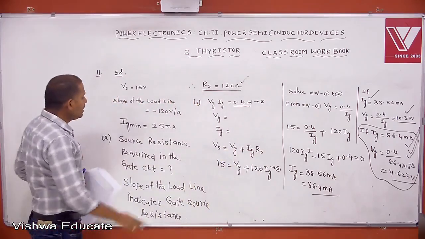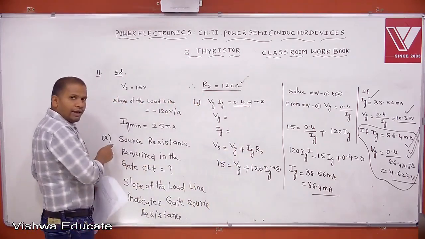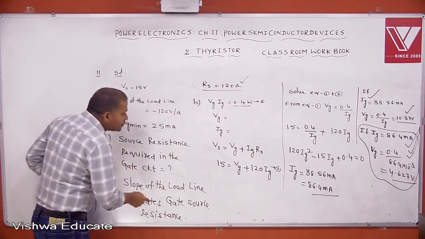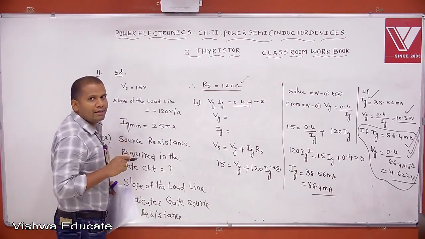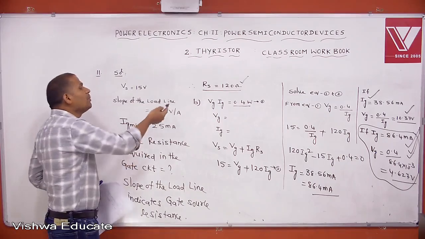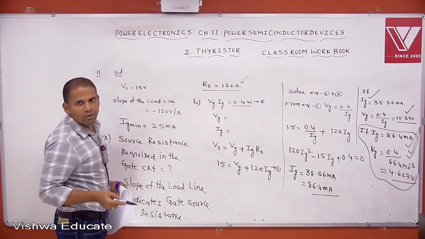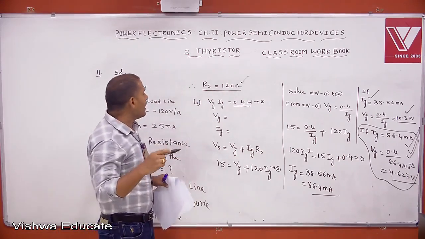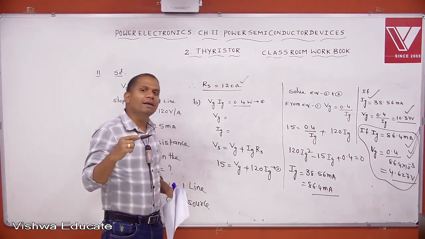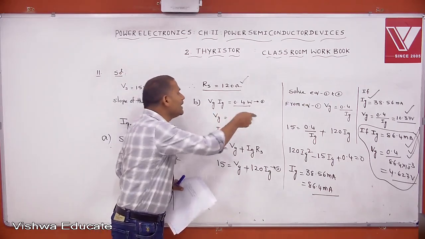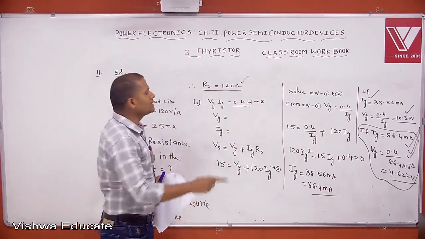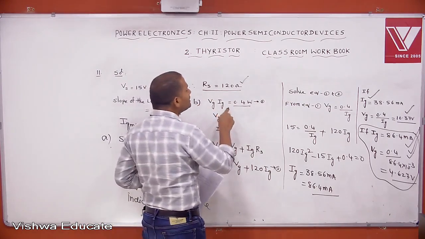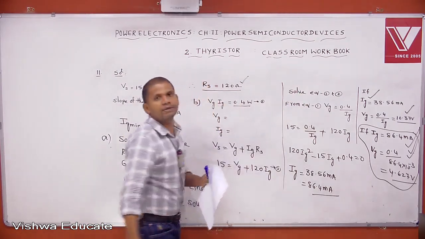Clear? In problem A, you calculate the gate source resistance. Because the slope of the load line is given, the slope of the load line directly indicates the gate source resistance. Then you calculate the gate trigger voltage and gate trigger current for the given average gate power dissipation of 0.4 watts.